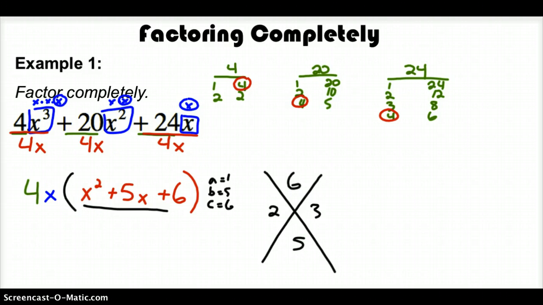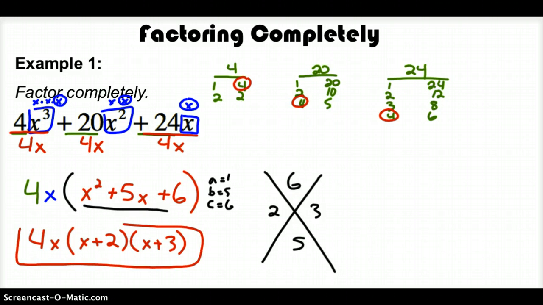So I'm now going to rewrite this entire thing as 4x multiplied by x plus 2 multiplied by x plus 3. And now this is my final answer. I have factored this completely. Pretty cool. So let's check out another example.